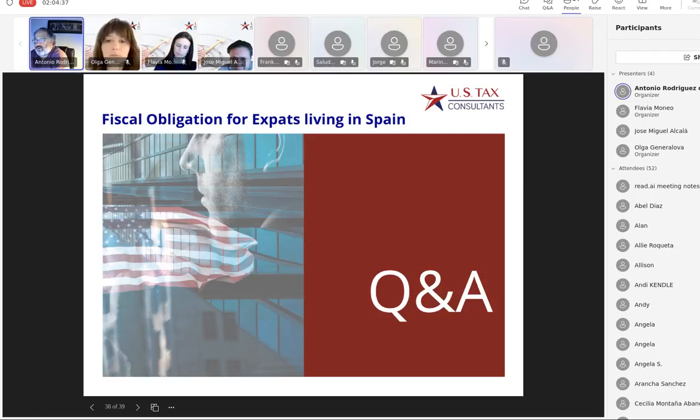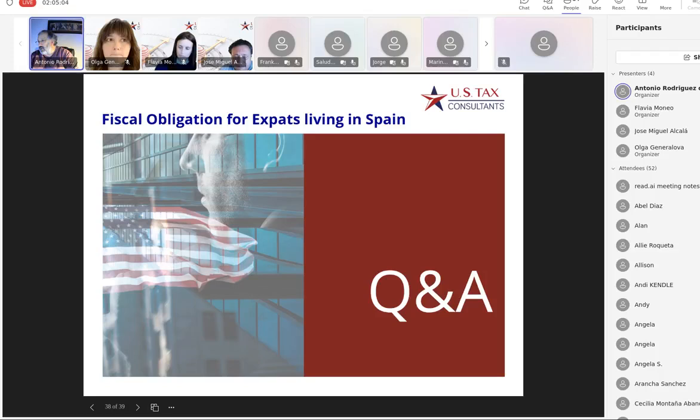We do the Spanish taxes first. We ask for an extension. You know that the Spanish tax season, as Olga said before, this year runs from April 8th to June 30th. And then with the Spanish taxes, we can prepare the 1040 with the foreign tax credit corresponding to all the taxes that you have already paid in Spain.